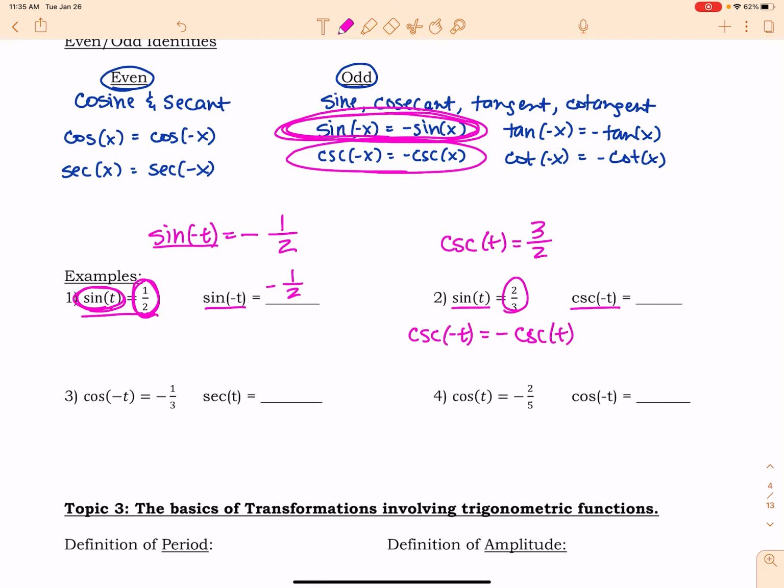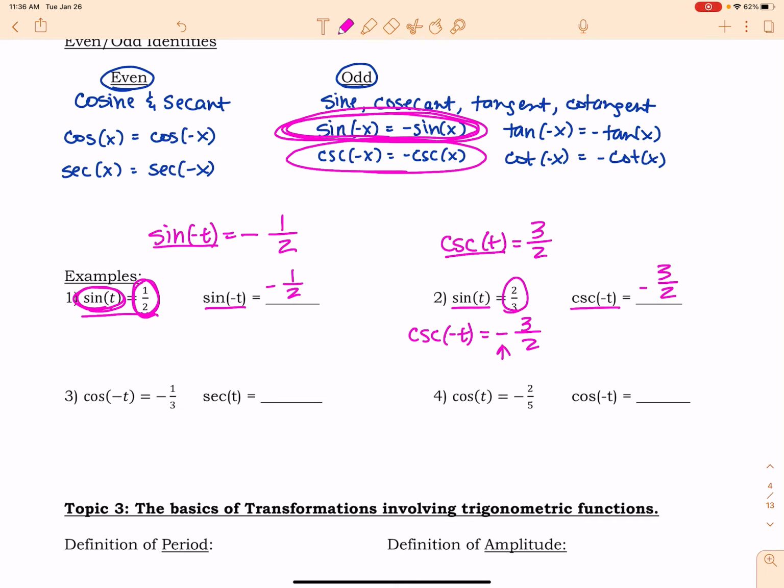I'm going to do the same exact thing I did in the last problem. Cosecant t, I know what that is. It's 3/2. So I am just going to replace that in my equation with 3/2. And then, of course, the negative's already there. So cosecant of negative t is negative 3/2. Excellent. Okay, let's look at the next one.